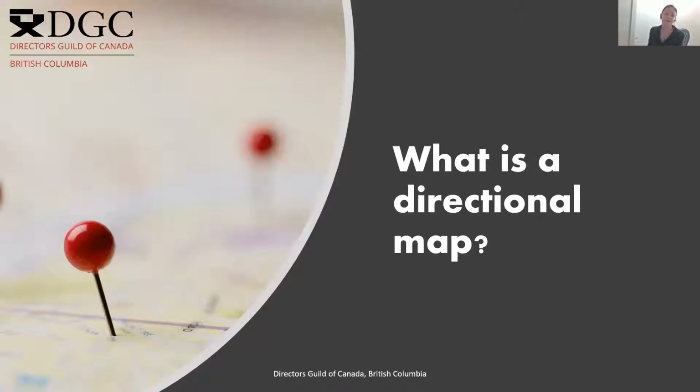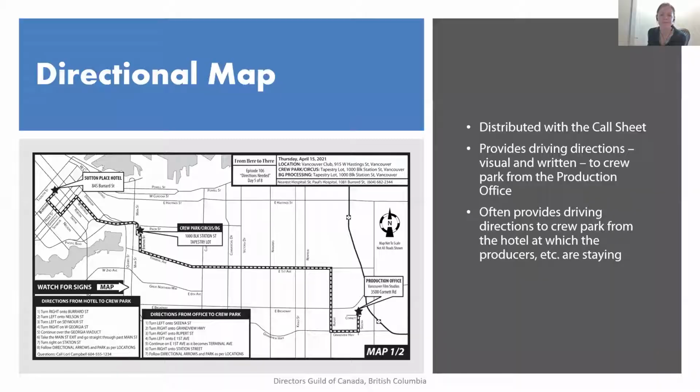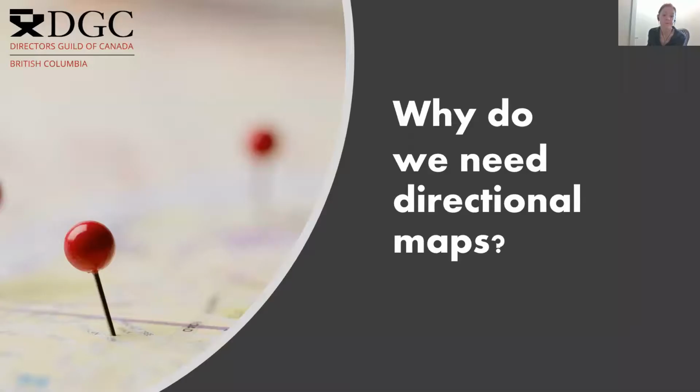So first of all, very basic question, what is a directional map? Well, the directional map is something that you'll see attached to the call sheet, and it provides driving directions, both the visual and written directions, from the production office to crew park. Most often, it also provides directions from the hotel at which the producers and cast are staying. Often it's the Sutton Hotel downtown. Everyone in the crew, plus background performers, receive copies of these maps.